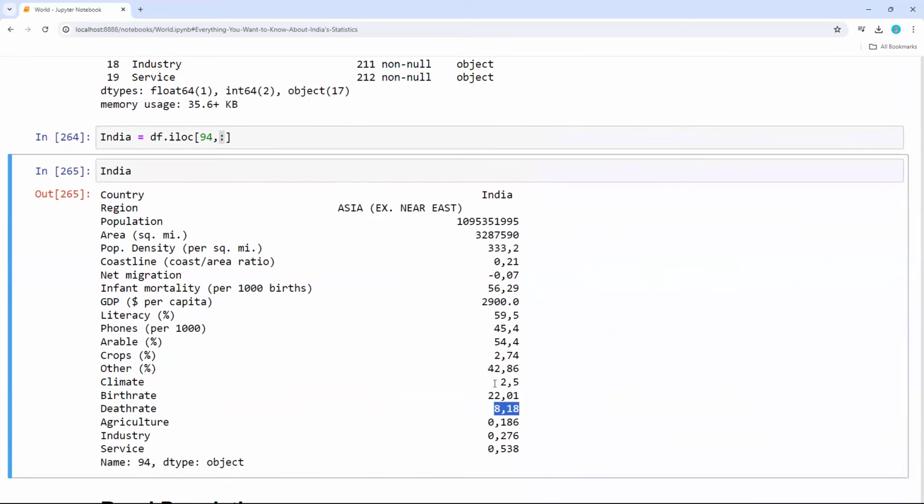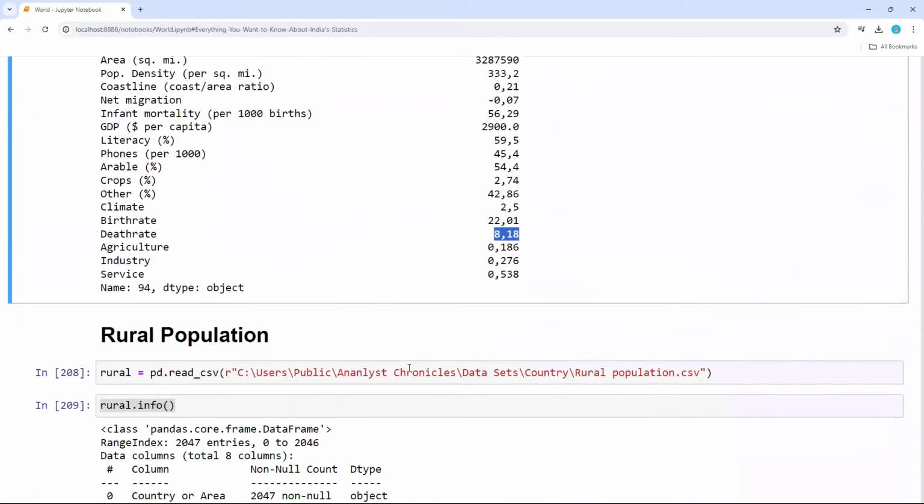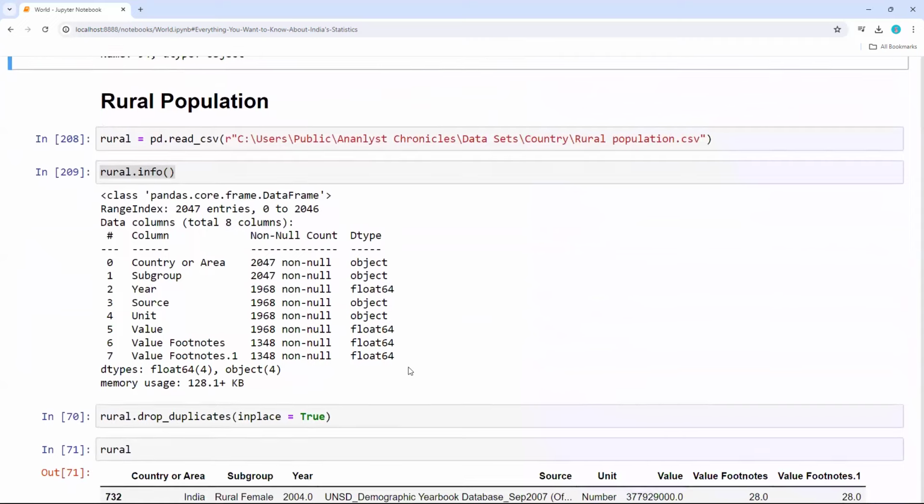So this is the entire population, combined rural and urban. If I wanted to look at only the rural part and urban population, how it varies, where the people are staying most, that is also something I have data for. So this is my other data set with the rural population.